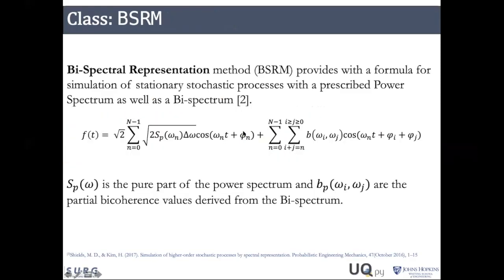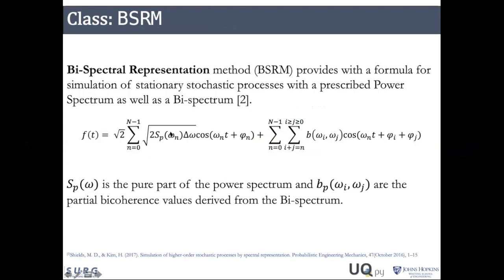Next, we go to the BSRM class. BSRM stands for bispectral representation method. This method provides the simulation formula for simulation of stationary stochastic processes from a prescribed power spectrum as well as a bispectrum. This is the simulation formula given here.